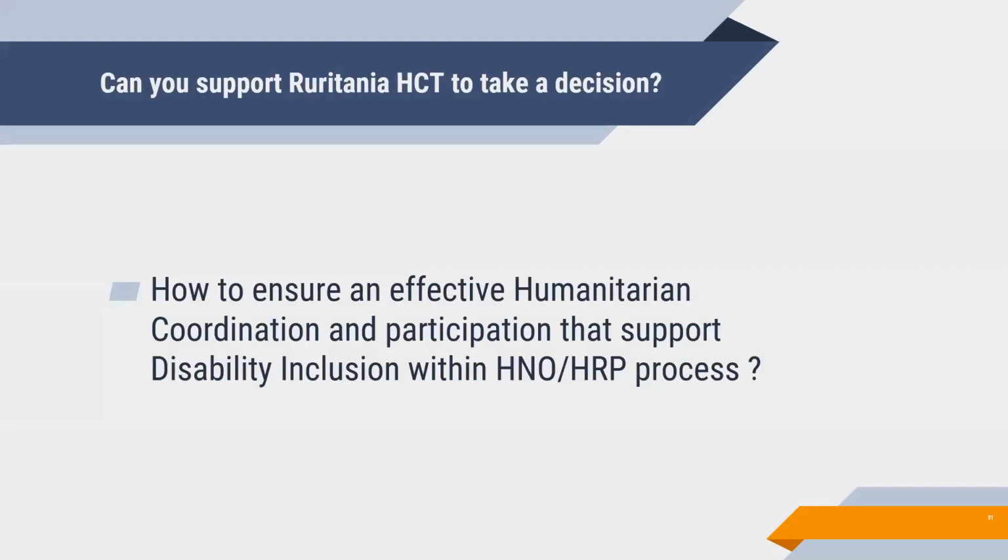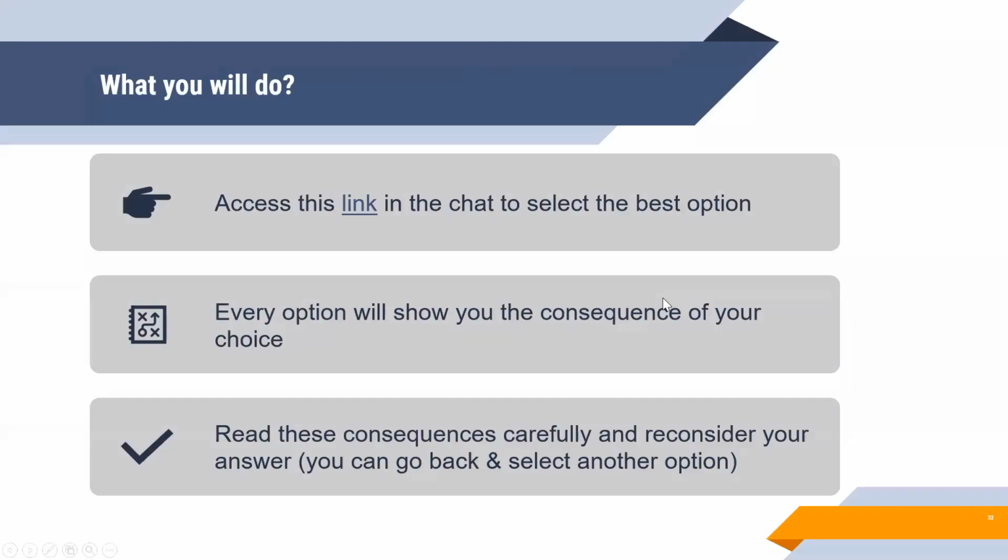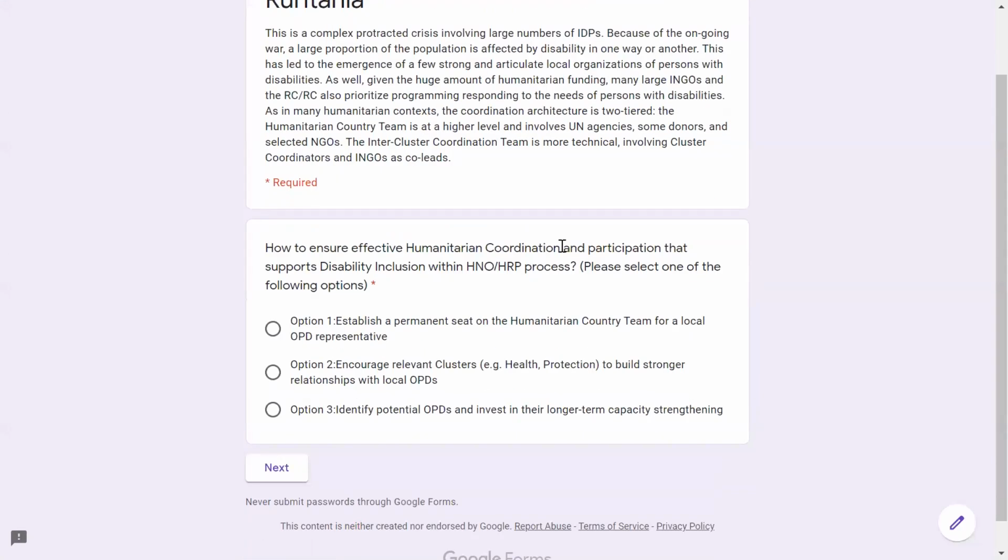We will discuss a bit more the why as well, seeing what would be your answers. But if we want to do it, how do we engage the persons with disabilities, organizations representing persons with disabilities, within this structure? You have a similar exercise. You can click in the link in the chat box, and you will find 3 different options. Each of them will lead you to a series of consequences.